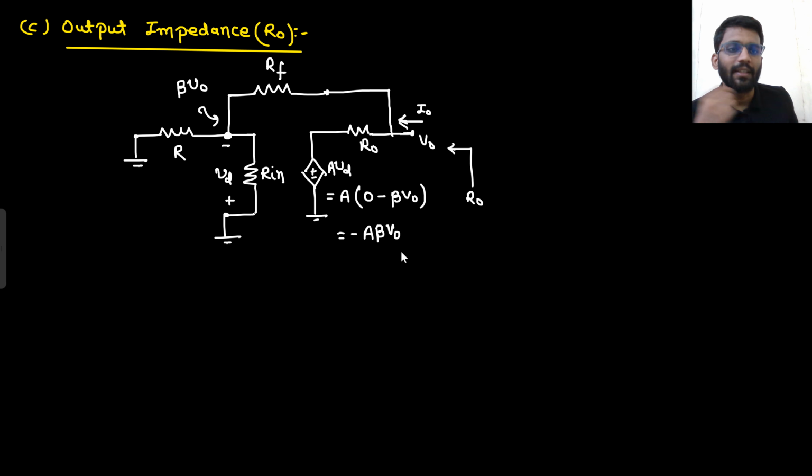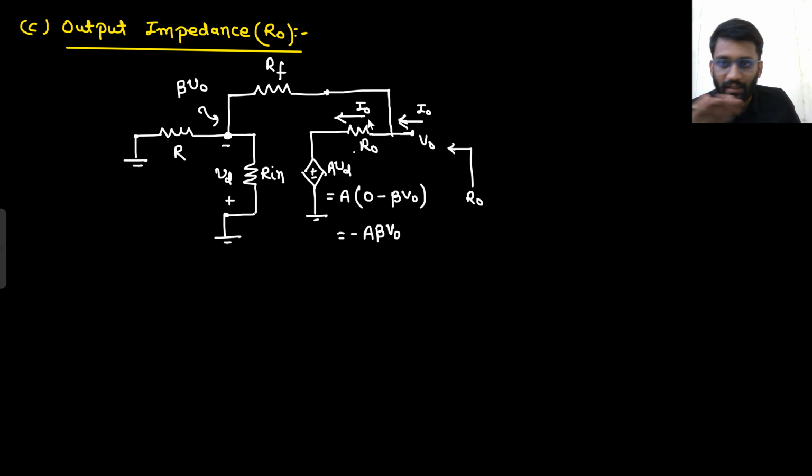What is that assumption? That this I naught current... Now I know one thing, this R naught is very low, right? So the assumption I am going to make is that this complete I naught is flowing through R naught only. When we were studying feedback topology, there also we took these kind of assumptions. I have V naught, I have I naught current. This I naught current has two paths. It can go from RF as well, it can go from R naught as well. But since your R naught is very low, the complete I naught will be flowing through R naught only. Say yes or no. Did you understand this concept or no?